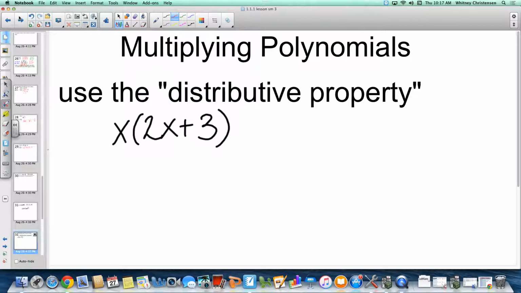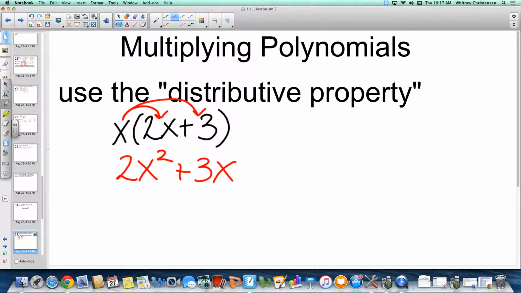Okay, so let's look at this one. We have x times 2x plus 3. What we're going to do is distribute this through and make sure we multiply it to everything. Because it's really just x times the entire thing, 2x plus 3. So we're going to distribute that through. What's x times 2x? 2x squared. And then we have plus, what's 3 times x? 3x. And we're done. Does that make sense, everybody?